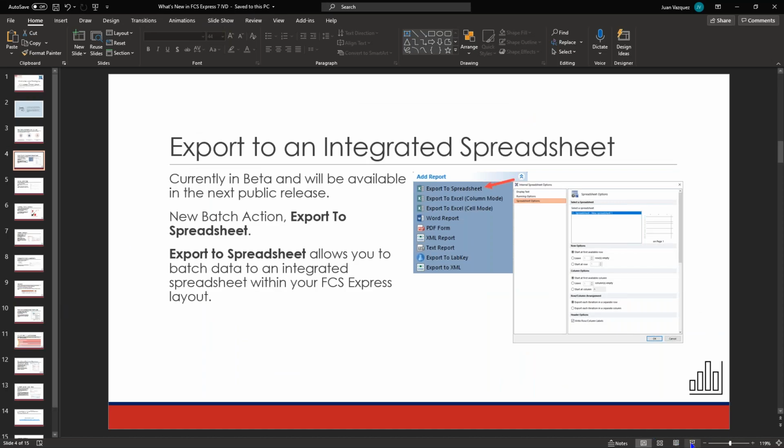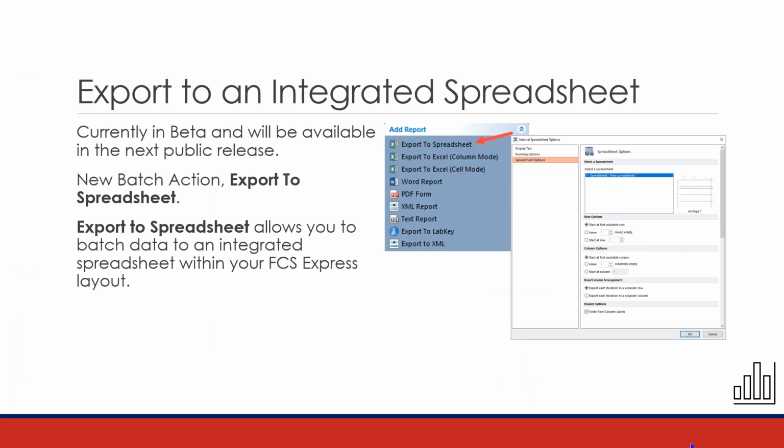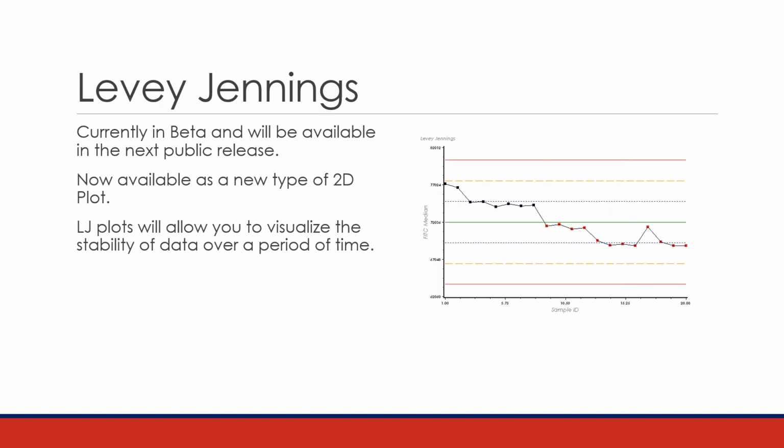I know a lot of you are thinking, that's a pretty cool tool, but what can I do with it? One of the main reasons we have this tool now is because of another feature that we can use with this integrated spreadsheet, and that's Levey Jennings capability. Currently in beta, we have the ability to create Levey Jennings plots, and this will be available in the next public release of FCS Express. The Levey Jennings plot is a new type of 2D plot available from your Insert tab, and it will allow you to visualize the stability of data over time.